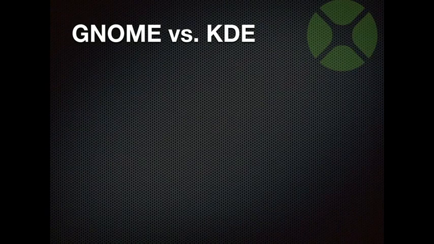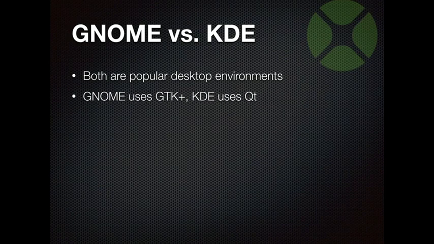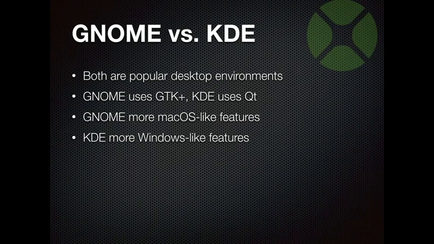Okay, so let's talk about the differences between GNOME and KDE. Both are popular desktop environments. GNOME prefers GTK, and KDE prefers Qt. That's the main difference there. The other difference is GNOME is more Mac OS-like. On Ubuntu, for example, they run the Unity desktop, GNOME-based, and their menu bar is global, just like the Mac. And KDE is more Windows-like, mainly because it prefers Qt, and Qt's control set and behavior acts more like Windows.